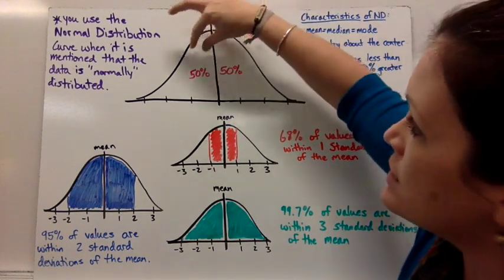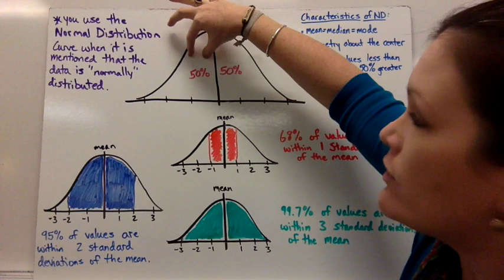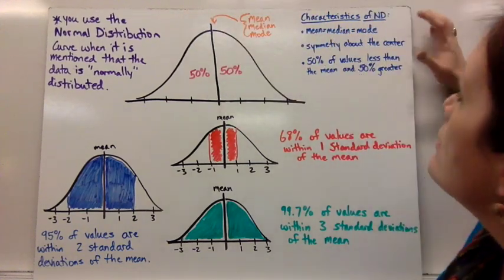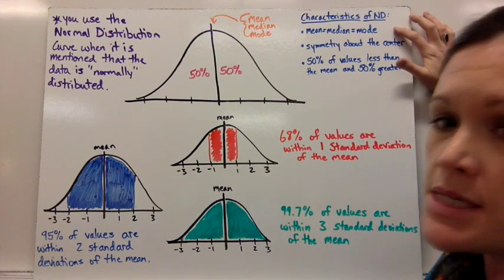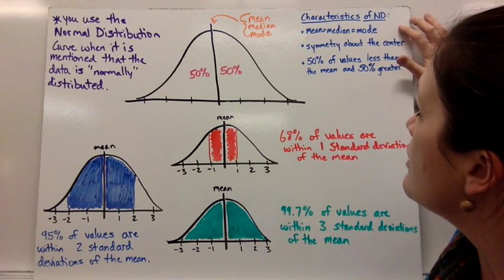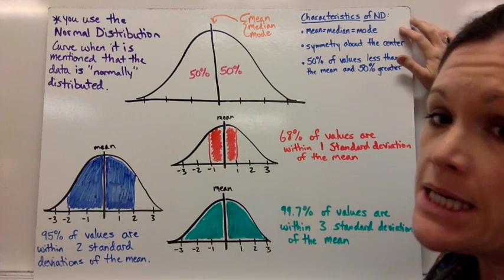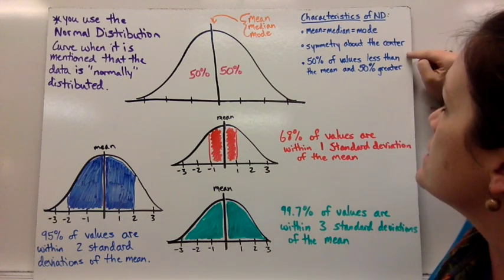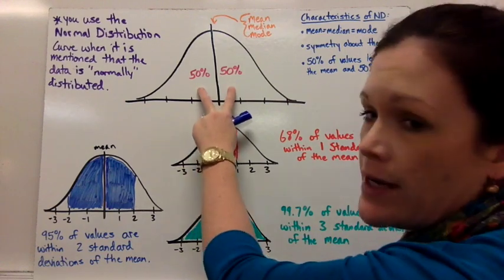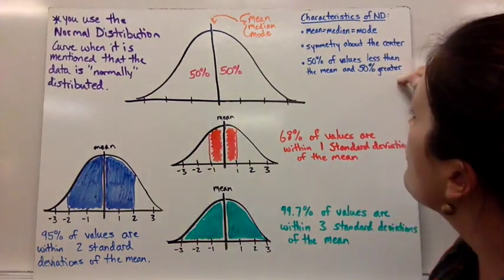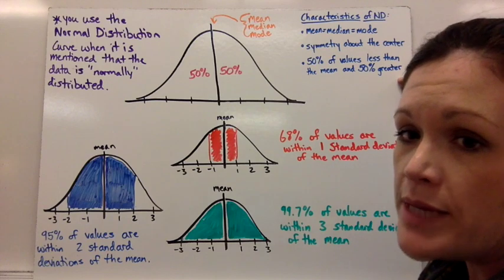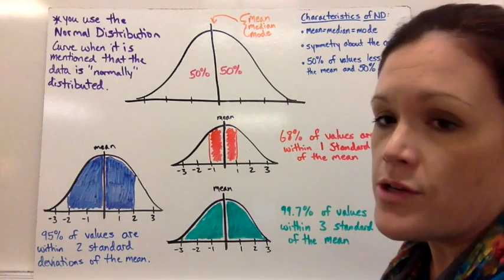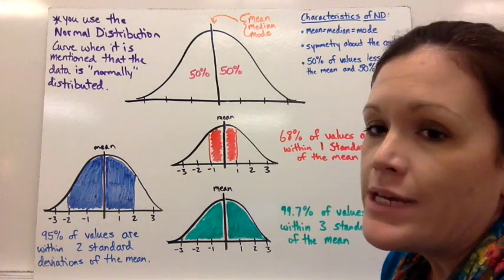So 50% of our data falls to the left of our mean, and 50% of data always falls to the right of the mean. Like I already said, mean is equal to median is equal to the mode. So in case you're asked about those, the main one we talk about is mean, but if they ask about the median and the mode, those are all equal. There is symmetry about the center, so notice it's divided perfectly in half. 50% of your values are going to be greater than your mean and 50% are less than the mean.